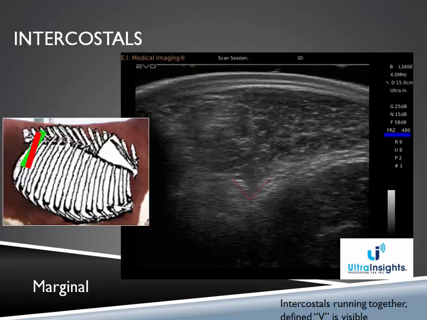Now, when we move to an image that is marginal, image quality score marginal, because the intercostals are running together, because the shape is not what it's supposed to be, we have this weird V in the image, then this image would be what I would consider a textbook marginal image. Marginal images get processed, but they should get cross-checked by a second lab technician.